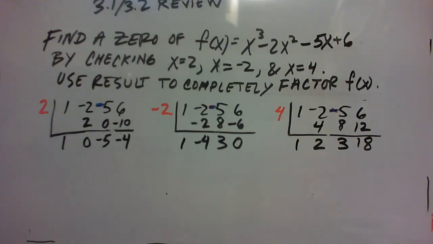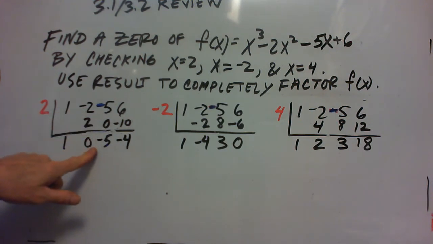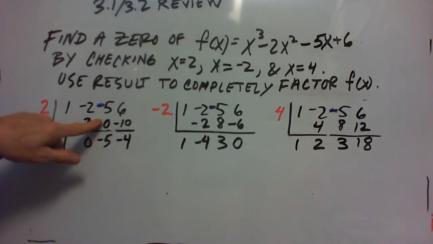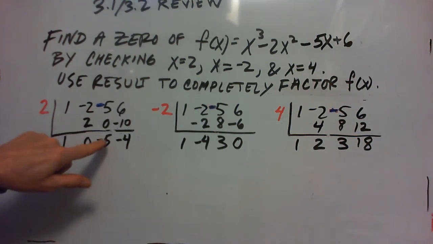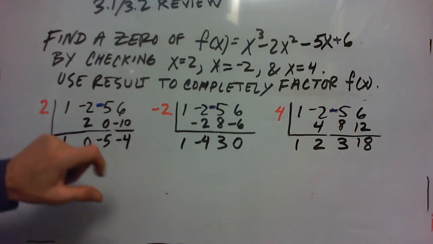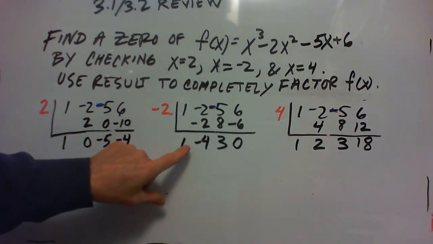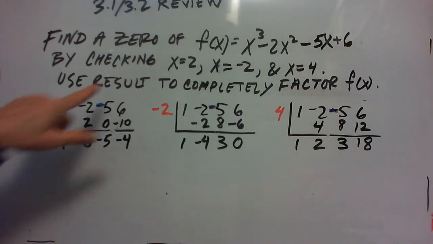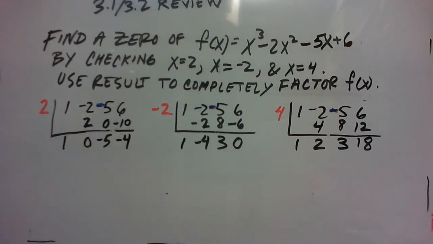Okay, now that we have that straightened out, done the synthetic division for all three of these, carry down the 1. 1 times 2 is 2. 2 plus -2 is 0. 0 times 2 is 0 in the next column. 0 plus -5 is -5. -5 times 2 is -10. Add to 6 makes -4. So this x equal 2 is not a 0 because we got a remainder of -4.